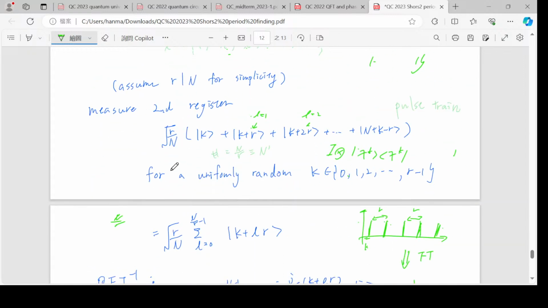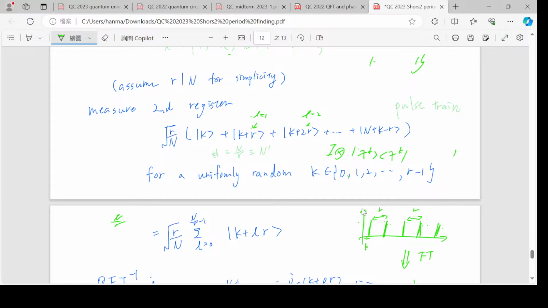Okay. So we don't know k here, and so if we measure this state, we will get a random k plus r. But k is also random, so basically you just get a uniformly random state on this 0 to n. Okay. And so you get no information. But you might say, what if you get two of them? Then you can get r to some power.